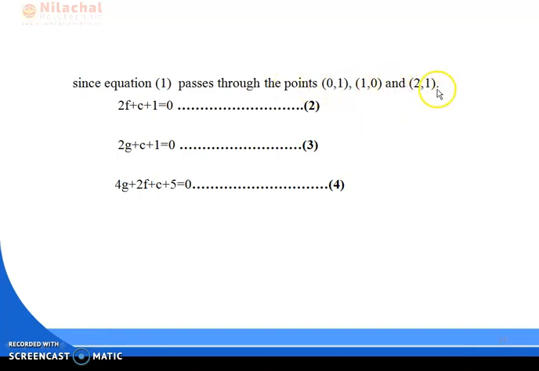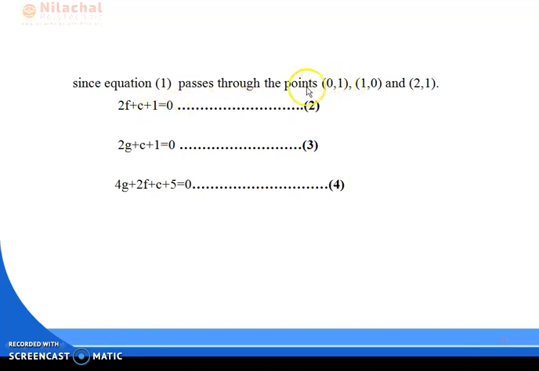So, these 3 points are given. So, equation number 1 must satisfy these points. That means each of the points satisfies equation number 1. So, you put down the first point, (0, 1), into equation number 1.